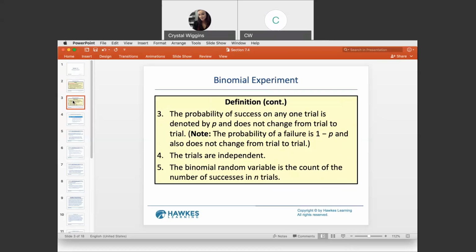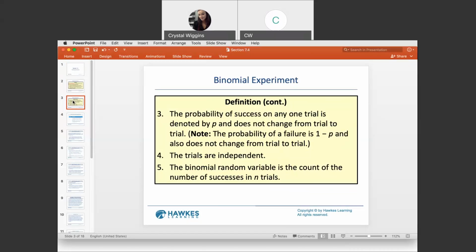Now, why is it 1 minus p? Well, let's think about that. If I say the probability of success that I am going to get an A on the next math test is a 90% chance, so p would be 0.90. If I wanted to find out what the probability of failure was, how likely is it that I won't get an A on the next math test? Then I would do 1 minus 0.9, and that gives me 0.10, or a 10% chance that I'm going to fail.